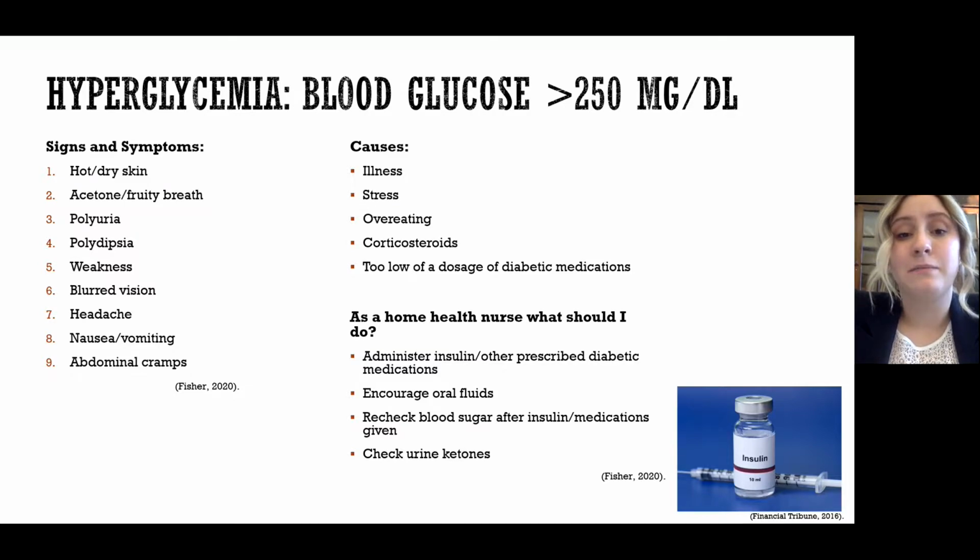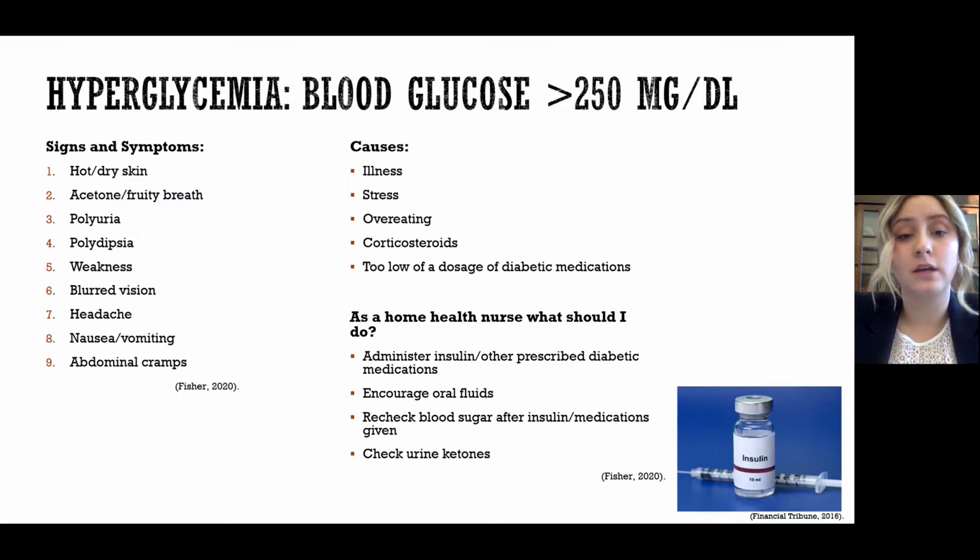Hyperglycemia is defined as blood glucose of more than 250 milligrams per deciliter. There are some signs and symptoms, some causes, and what we should do if this happens that we should really be paying attention to. So the signs and symptoms are if they have hot or dry skin, if they have acetone or fruity breath, if they have polyuria, polydipsia, weakness, blurred vision, headache, nausea, vomiting, or abdominal cramps.